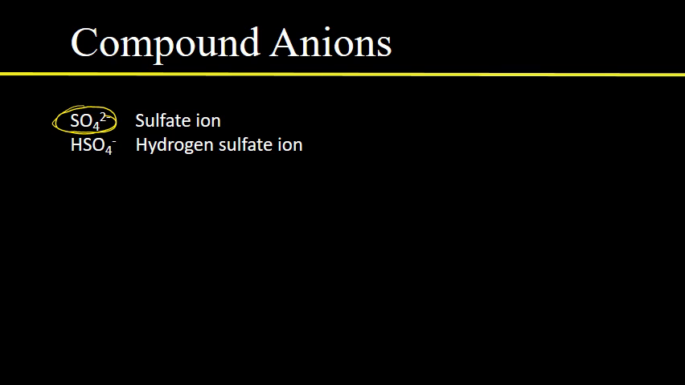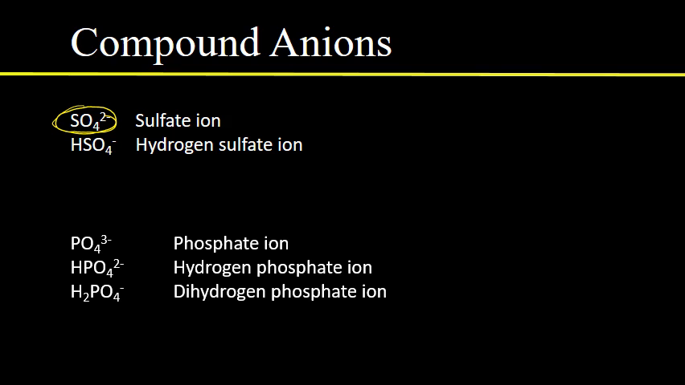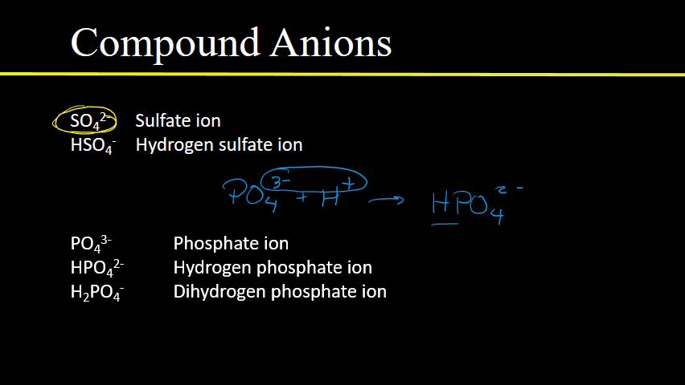So if we've got something like phosphate, right? Phosphate is -3. If we add a hydrogen to that, hydrogen is +1, so our new formula becomes HPO4, and our new charge is the -3 and the +1, which is 2-. And so this would be a hydrogen phosphate ion.